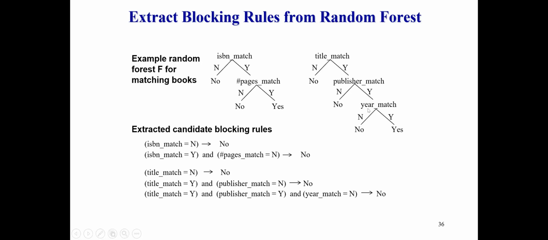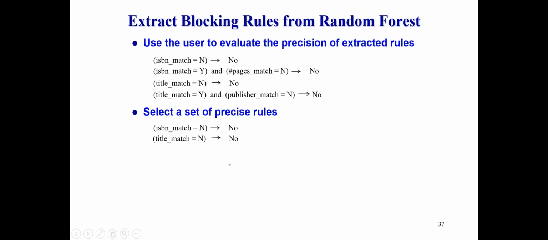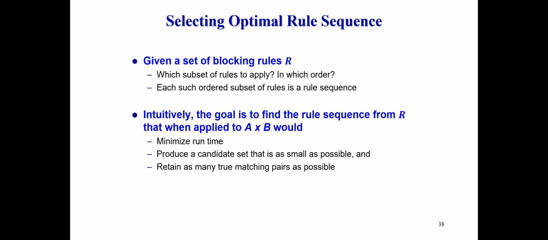From the second tree, I could pull out 3 rules. So now I have a total of 5 rules. Not all of them are accurate. So what I could do is make the user evaluate the precision of those, and I would keep only the precise rules. Let's say that now I have only 2 rules that are precise as blocking rules. I could apply all of these rules, but it's better to actually apply only a subset of them.